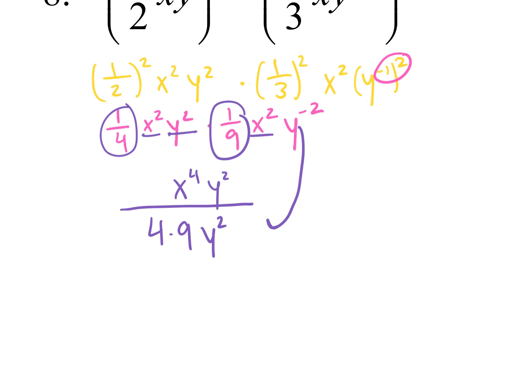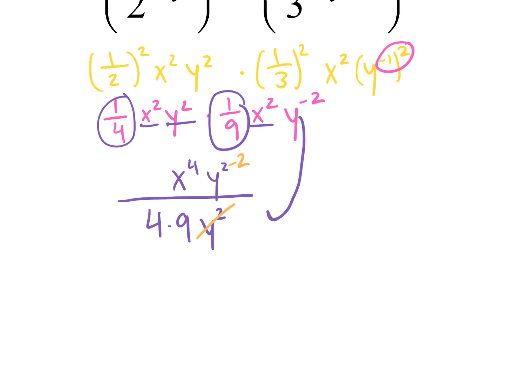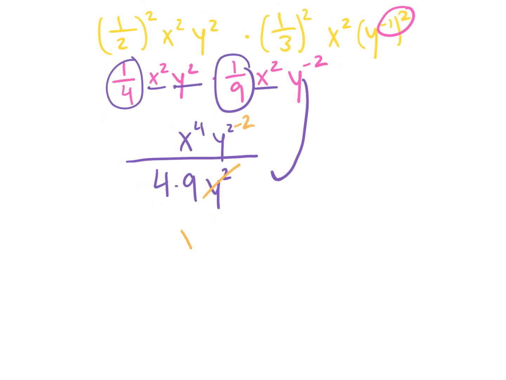What do I do to the y's now? Subtract them. So 2 minus 2 would be 0. What's y to the power of 0? 1. So we don't write it because it's just 1. So I just have x to the 4th power over, what's 4 times 9? 36. You could have also written this as 1 over 36 times x to the 4th power. These are the same thing. Either way works. So these are both fine.